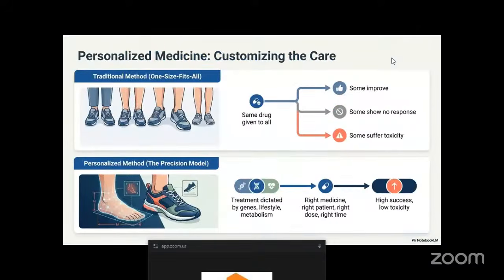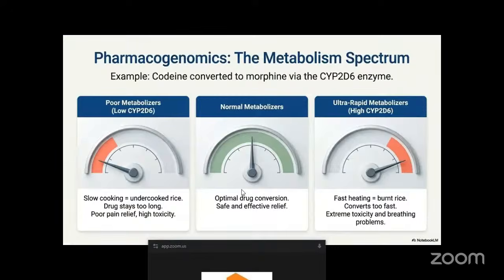Personalized medicine: in general, we use the same drug for everyone. Some may improve, some show no response, and some suffer from toxicity. So here we are giving targeted, personalized medication based on genetics, metabolism, and absorption parameters of the drugs. For example, codeine has to be converted to morphine. If the person has pain, we should give morphine, but we initially give codeine.